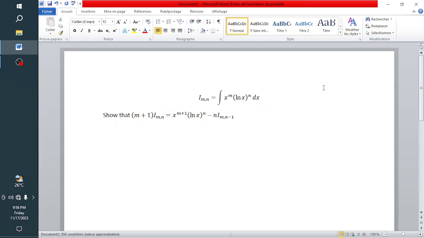So in this video we are going to be looking at further integration, where we are going to be solving equations on reduction formulae. The question says you have an integral defined in terms of two integers m and n. So I of m comma n is equal to the integral of x to the m times the ln of x to the n with respect to x, and we have to prove this relationship.